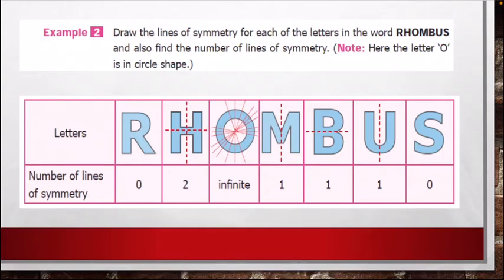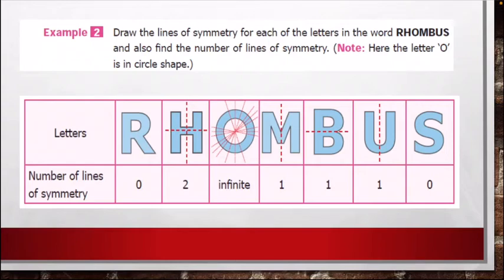lines of symmetry for a circle. When it comes to the letter M, if I do a vertical line of symmetry, yes, of course I will get equal halves. But can I use my horizontal line of symmetry here? Of course not. So there will be 1 line of symmetry.